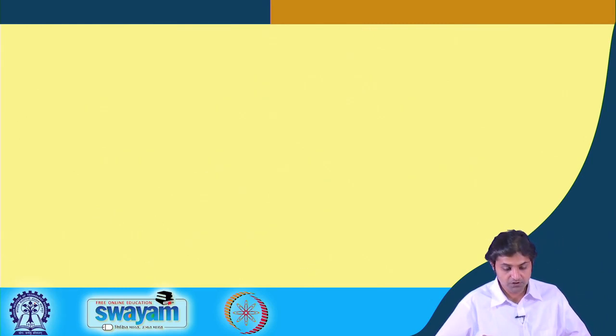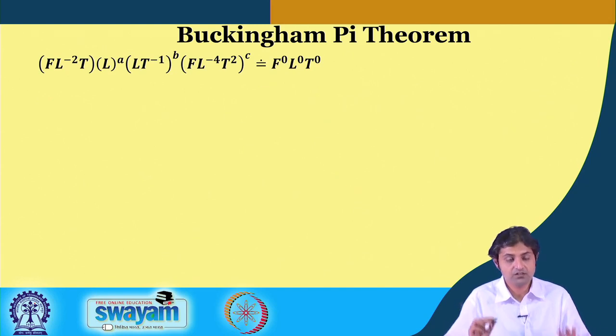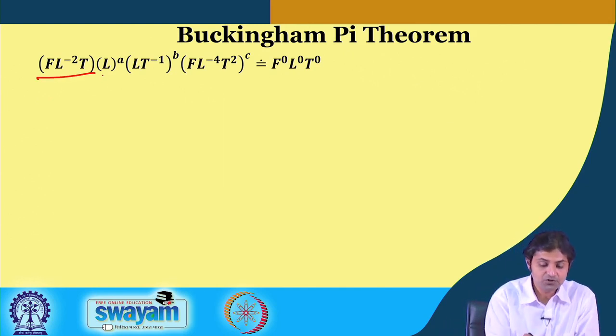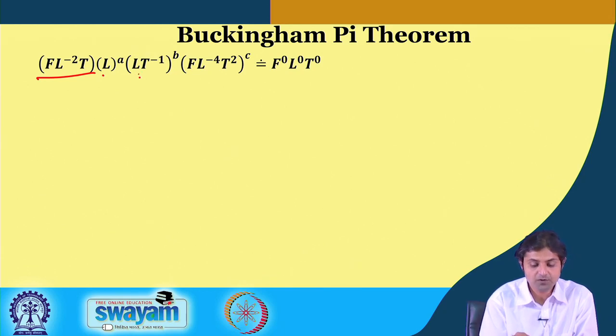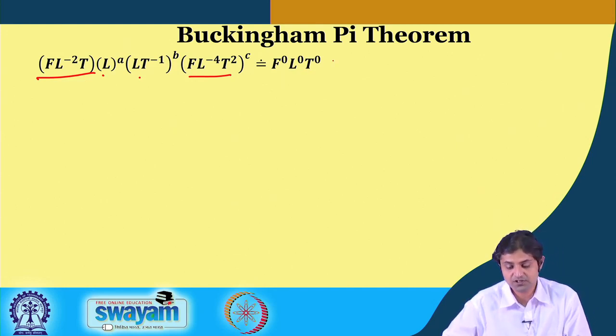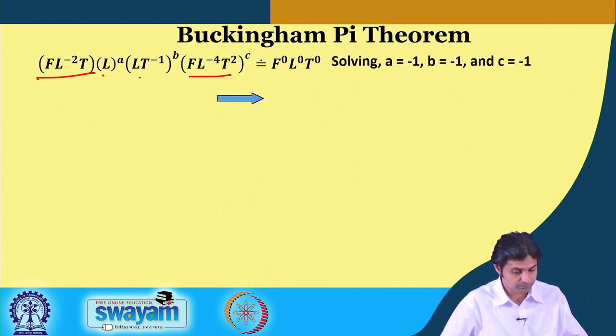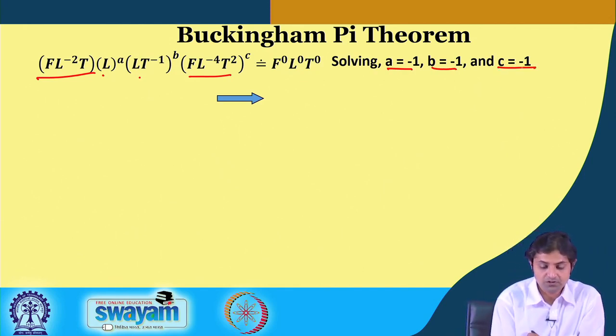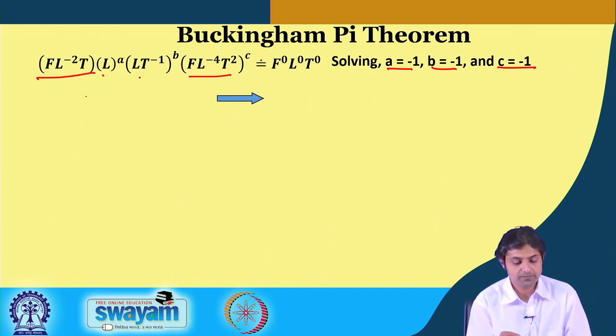So, we follow the procedure again. So, this was mu, L to the power a, v to the power b, rho to the power c is equal to f to the power 0, L to the power 0 and t to the power 0, correct. So, if you solve this, we are going to get a is equal to minus 1, b is equal to minus 1, c is equal to minus 1. So, 3 equations you can obtain, right.